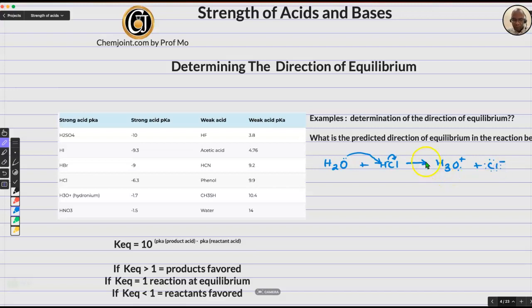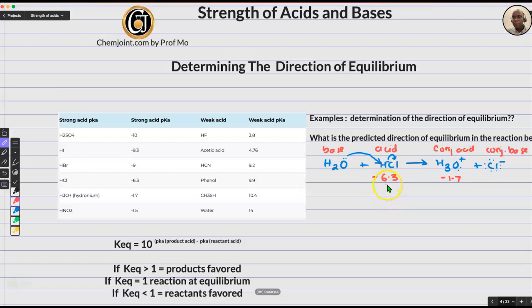Now we know that the pKa of hydronium is negative 1.7. Remember, I'm just focusing on the acids. This is the conjugate acid, and this is the parent acid right here, because it's donated a proton to water. Water is going to play the role of a base. The Cl- is going to be the conjugate base. So let's focus just on the acids. Hydronium pKa is negative 1.7. HCl pKa is negative 6.3.